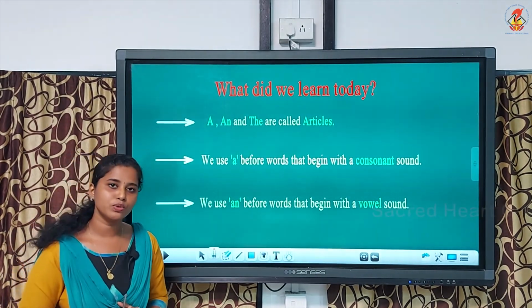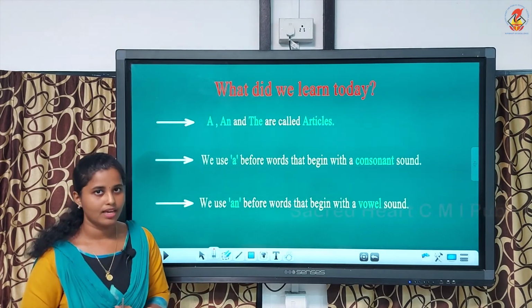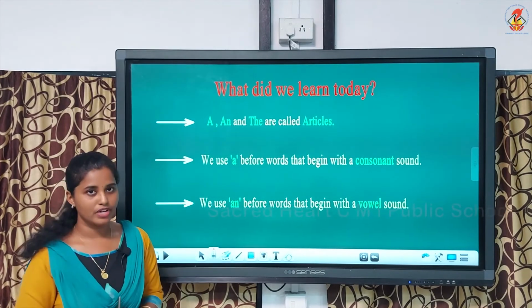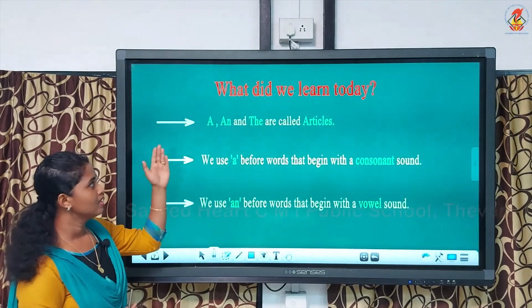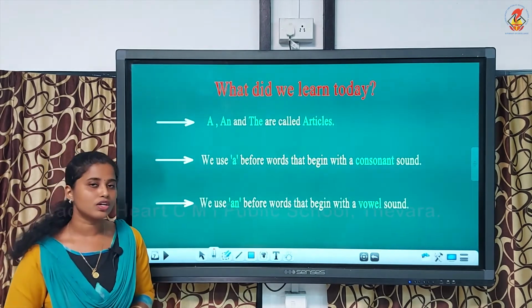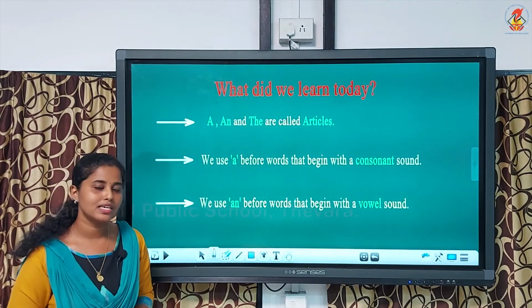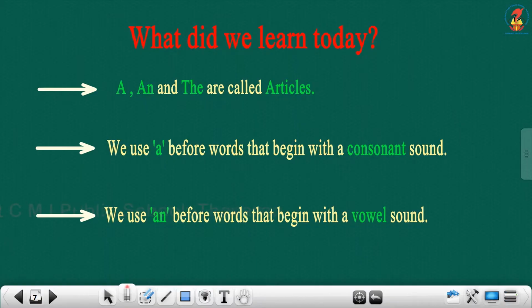That was about the usage of a and an. And we are going to summarize what we have learned today. We learned that a, an and the are called articles. Repeat. A, an and the are called articles. We use the article a before words that begin with a consonant sound, and we use the article an before words that begin with a vowel sound. I repeat. Please repeat after me, children.